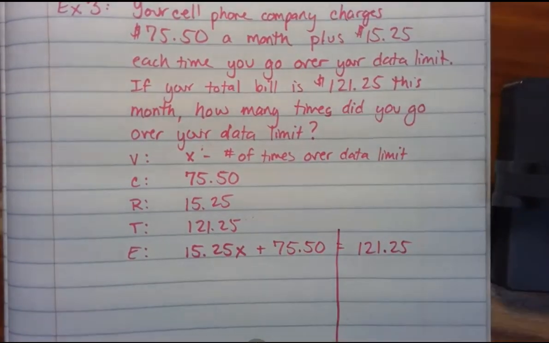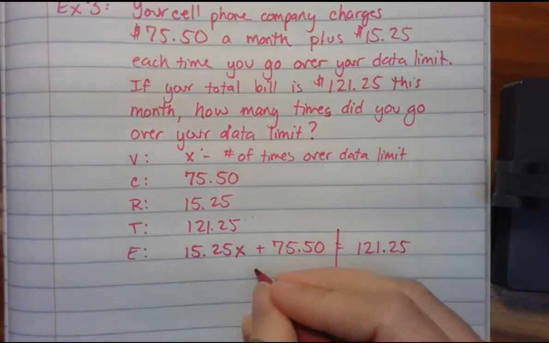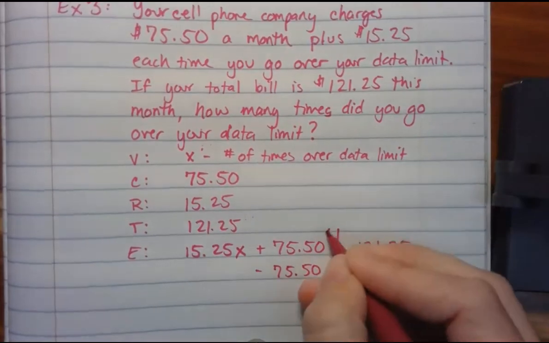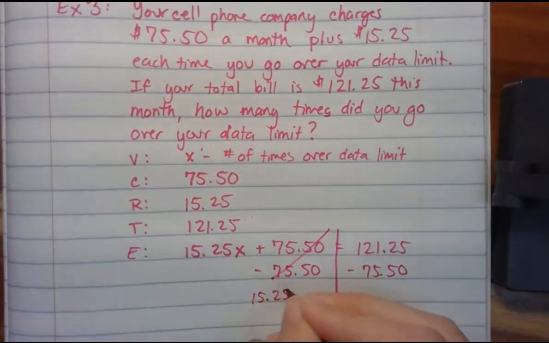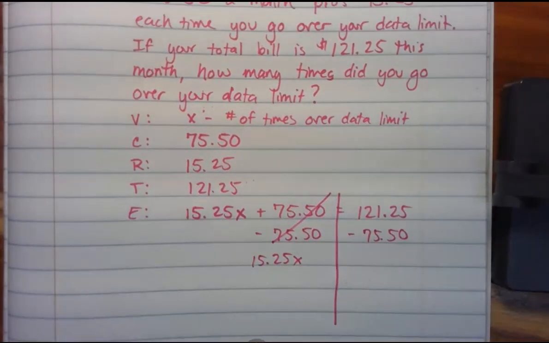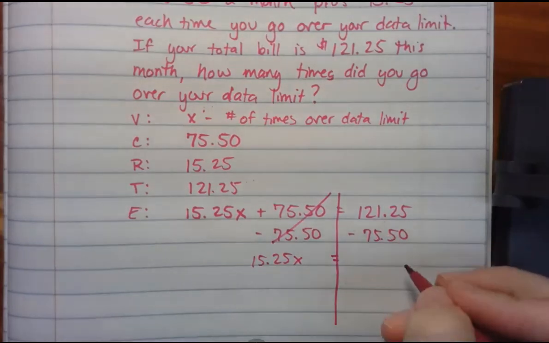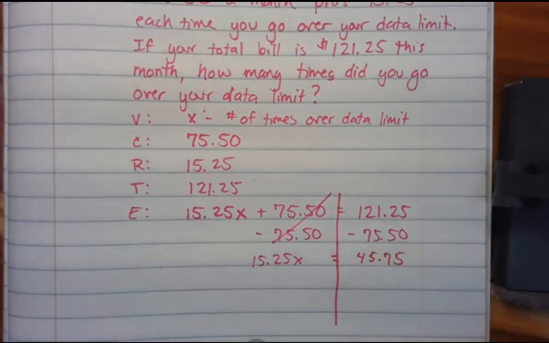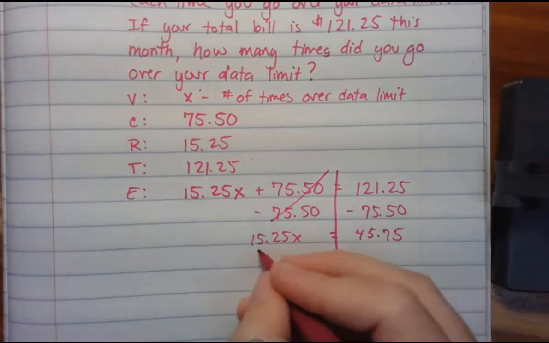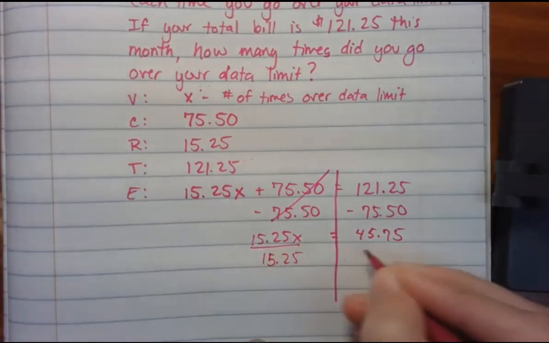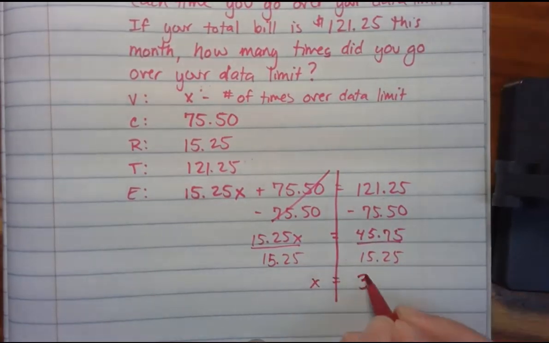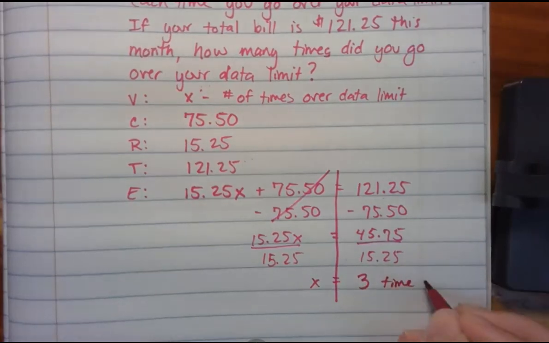We're ready to solve. And, of course, this should be old news by now. So we're going to subtract $75.50 from each side. That's gone. We're left with $15.25x. I was supposed to let you all do this one on your own, wasn't I? Oh, well. 121.25, take away 75.50 is 45.75. You can pause the video and see if you get the same answer. And then, of course, we're going to divide by 15.25. And x gives us 3. So 3 times I went over my data limit.